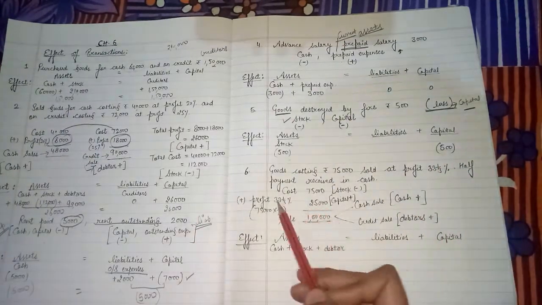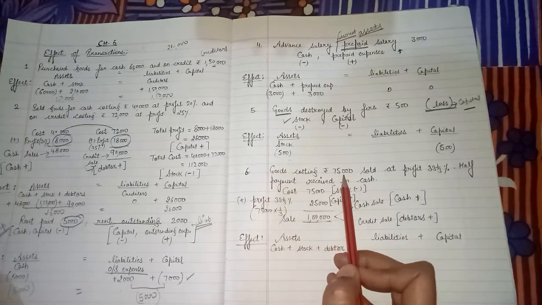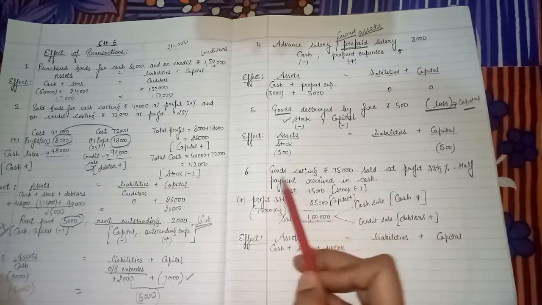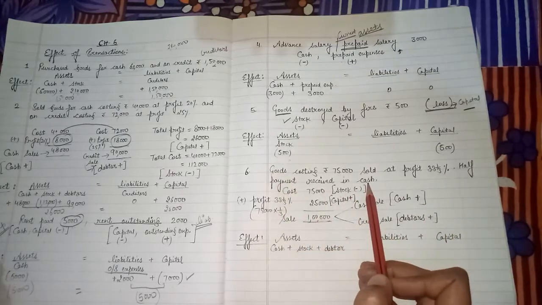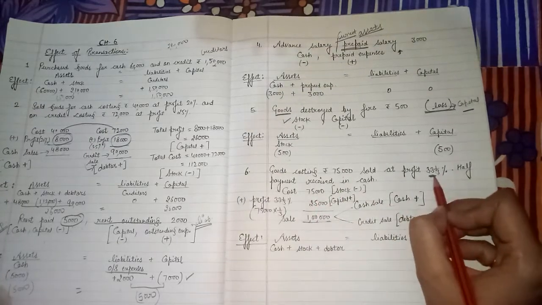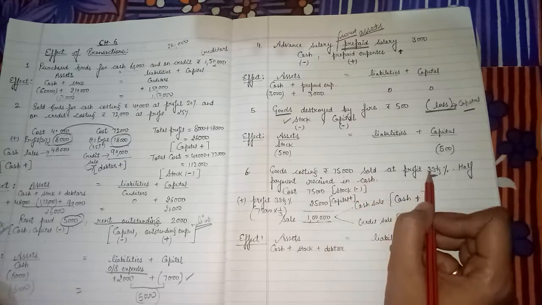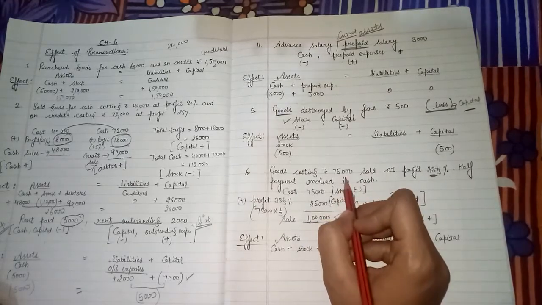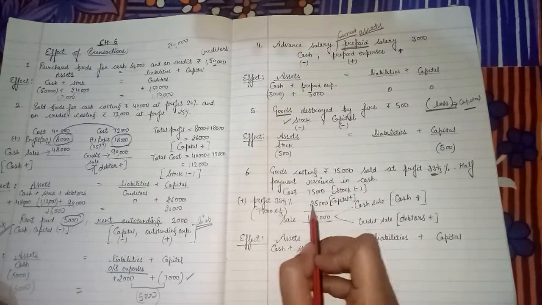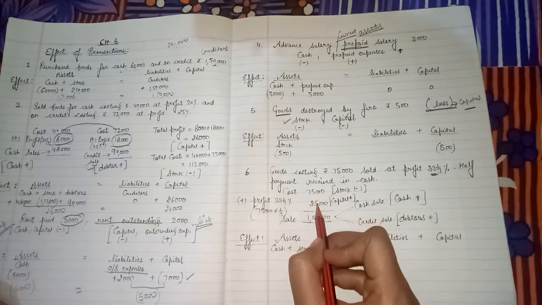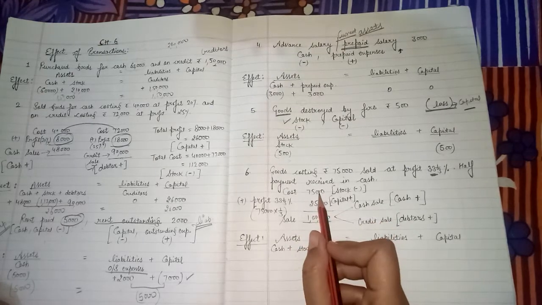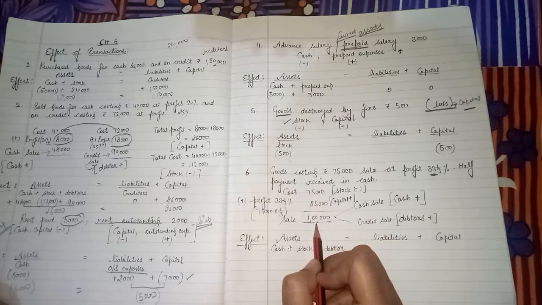See next. Goods costing 75,000 sold at a profit of 33 1/3%. Half payment received in cash. So first is working notes. Cost 75,000, profit 33 1/3%. If you calculate 33 1/3% of 75,000, then it is 1/3 of 75,000, that is 25,000. Our profit is 25,000. Cost plus profit is equal to sale. So our total sale is 1 lakh.